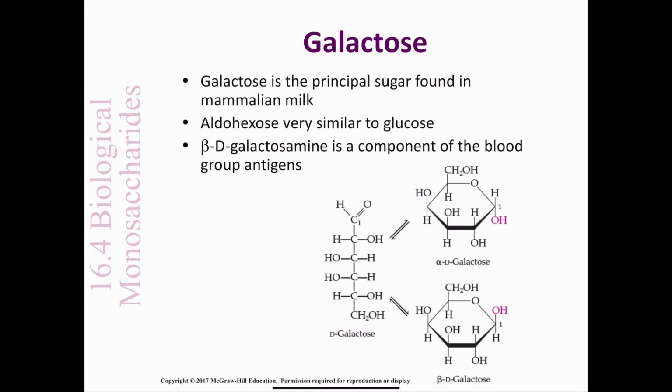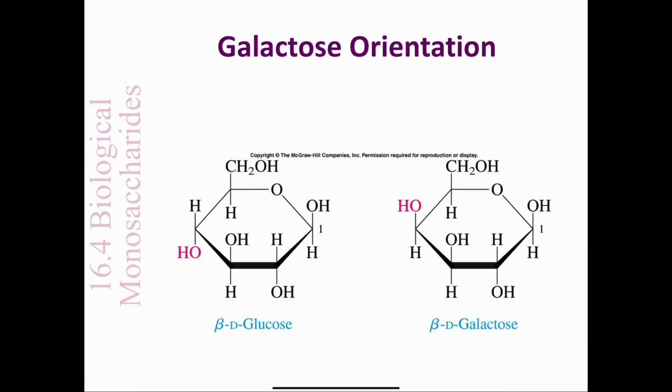Beta D-galactose and a modified form called beta-D-N-acetylgalactosamine are also components of the blood group antigens. You can see that the only difference between beta-D-glucose and beta-D-galactose is the orientation of the hydroxyl group at carbon 4. In glucose, it's pointing down, and in galactose, it's pointing up.